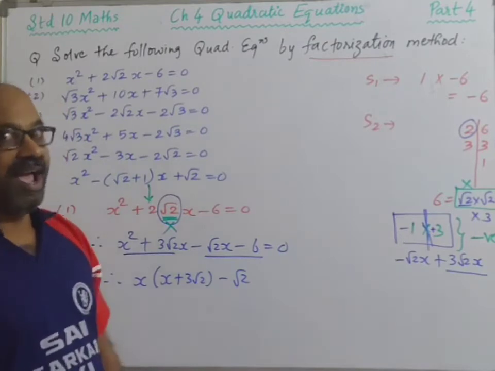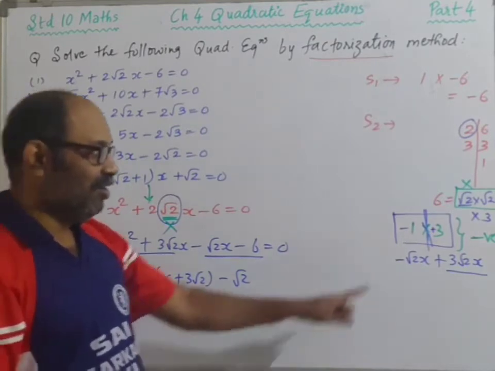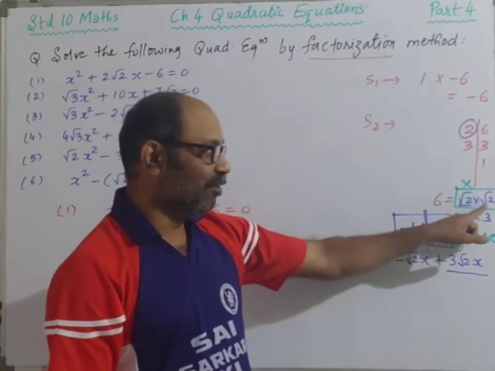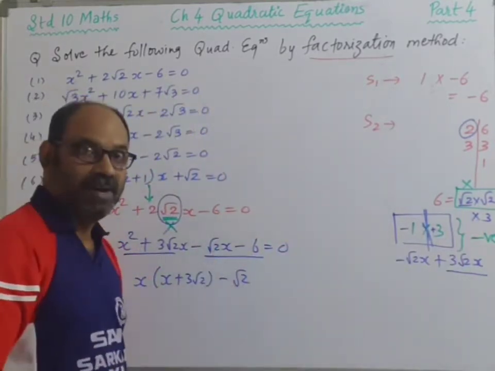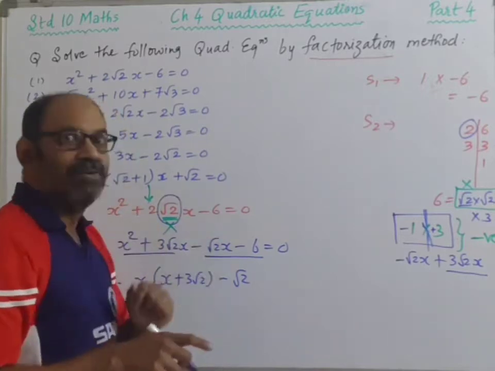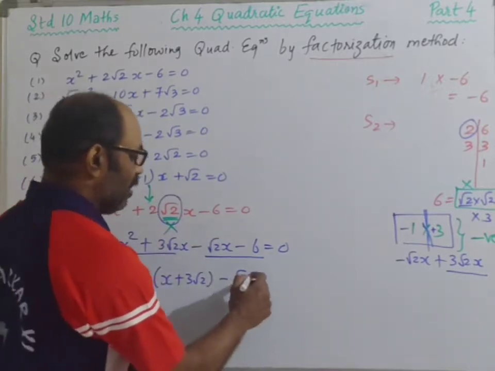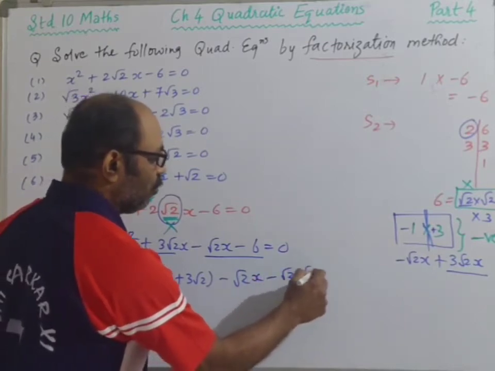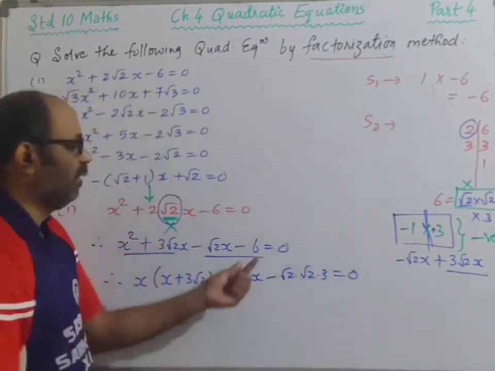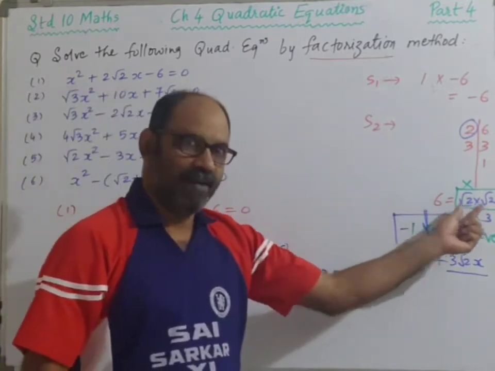Now be careful. You know that 6 is root 2 into 3. So root 2 is common. You will say nothing is common, but that is common. Here you have to be careful. Or should I write one more step? Minus root 2 into 3 equal to 0. And for the 6 you will have to write it like this.